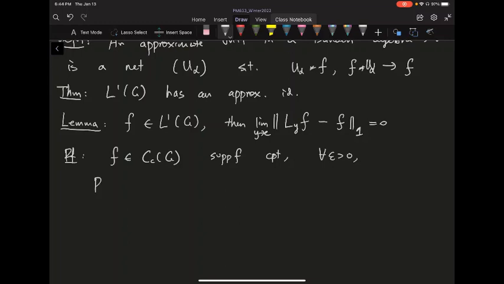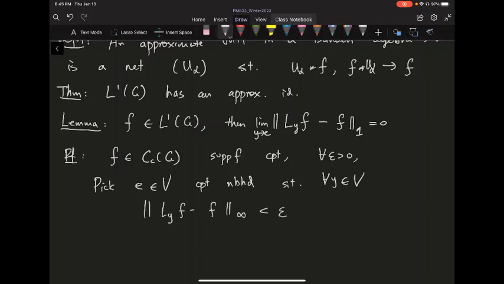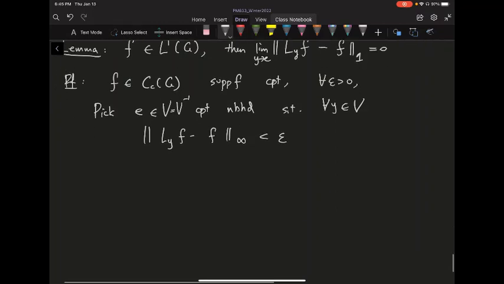So let's pick an open neighborhood, let's say e inside V, some compact neighborhood, so that whenever y is inside V, then the infinity norm of the left translation of f by y minus f is less than epsilon. This we know will always happen. We can assume this V to be nicer because we can always take a symmetric neighborhood, so let's assume V equals V inverse.